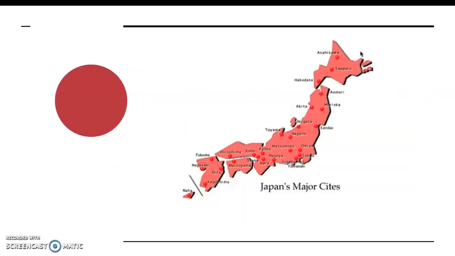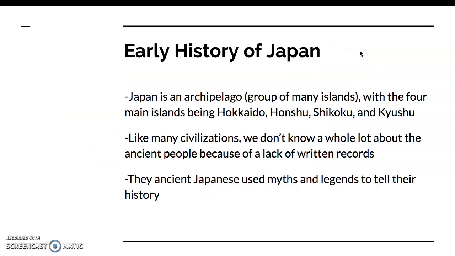Part 1, Japan. Early history of Japan. Japan is an archipelago, which is a group of many islands, with the 4 main islands being Hokkaido, Honshu, Shikoku, and Kyushu. Like many civilizations, we don't know a whole lot about ancient people because of a lack of written records. We talked about that with Africa and in parts of Mesoamerica in the last Unit 6 as well. The ancient Japanese use myths and legends to kind of tell their history, which copies a lot of the other ancient civilizations we talked about.